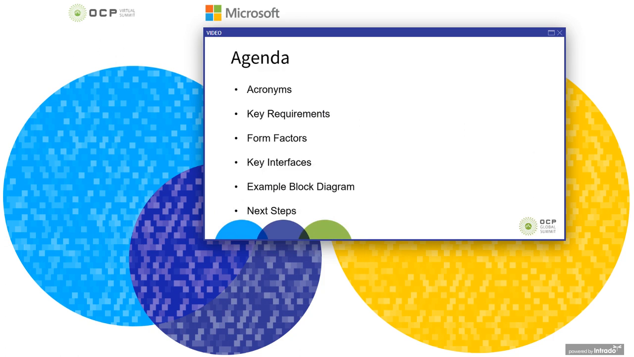So here's the agenda at a high level. We'll be going over some acronyms which we frequently use in the spec, some key requirements, supported form factors of the SCM, key interfaces of the SCM module, an example block diagram that puts together all the interfaces, and some next steps to follow up on.